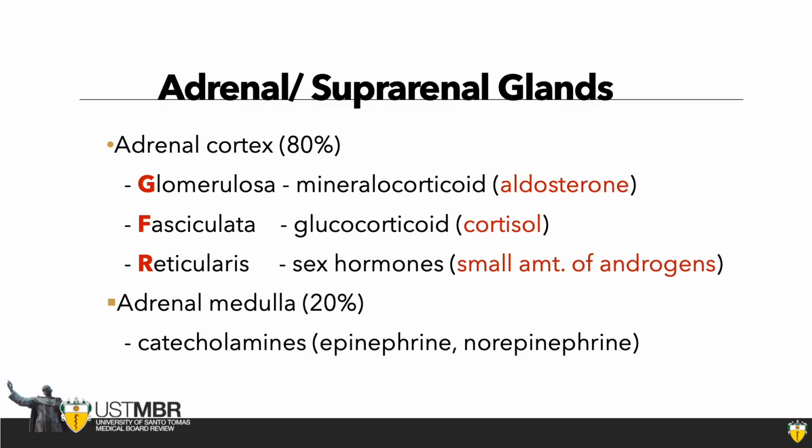G is glomerulosa, which produces the mineralocorticoid aldosterone. The F is for cortisol. Reticularis is for a small amount of androgens, important for in utero fetal organ development. This small amount of androgen is important, so we'll talk about that when we go to CAH.